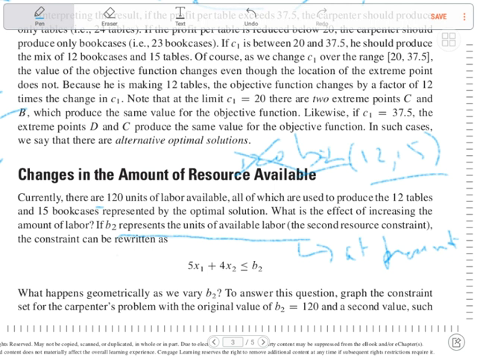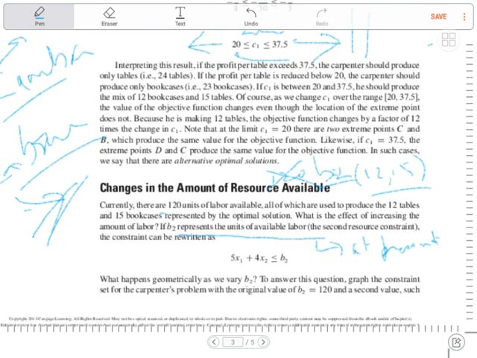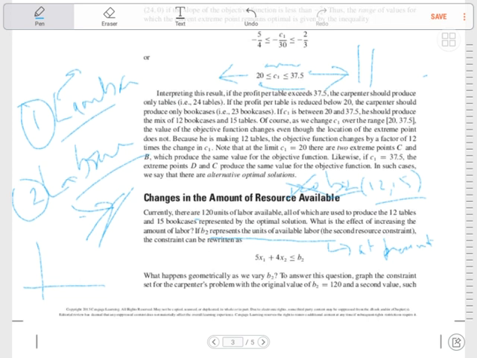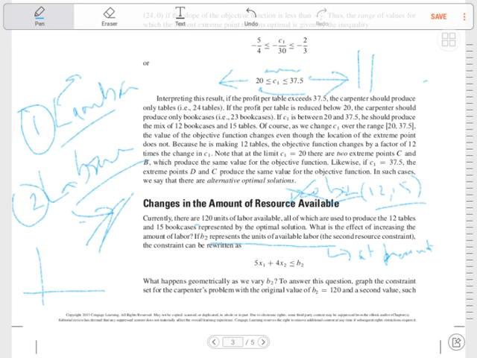What we are trying to do here is study the different effects of changing this constraint. 5x1 plus 4x2 less than or equal to 120 was there. Now we are changing that 120. Either we can decrease the 120 or increase the 120. Let us see what happens here.